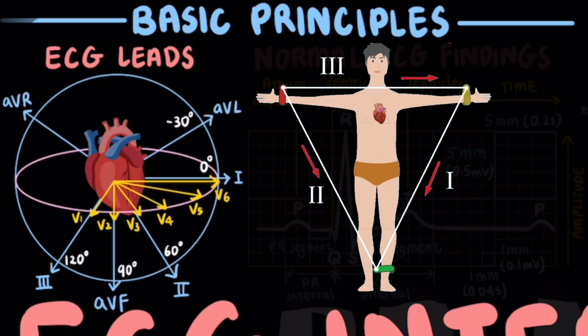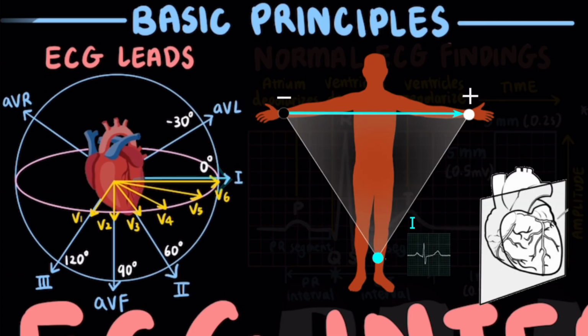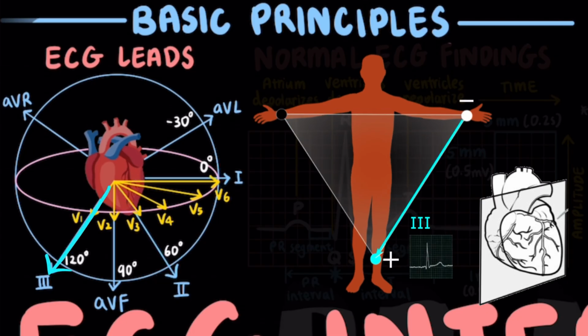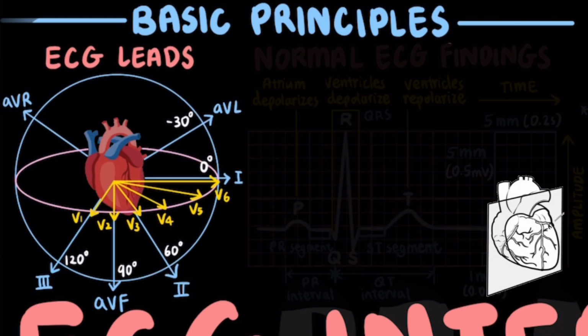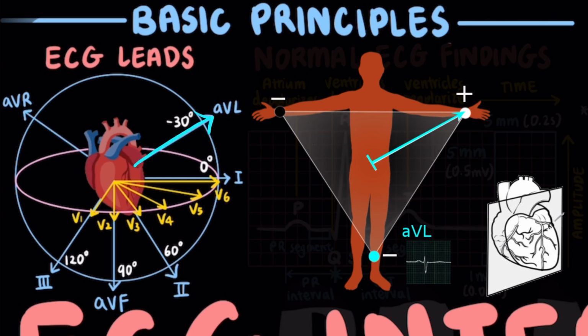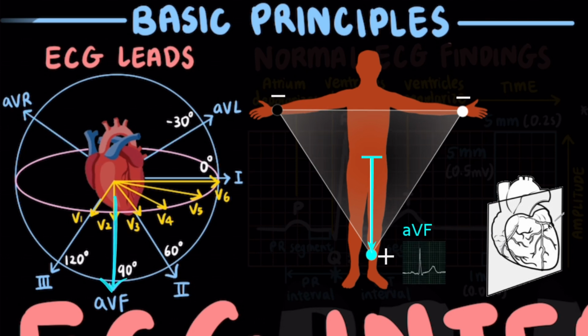The limb leads look at the heart from the frontal plane. Lead 1 compares left arm to the right arm, lead 2 compares left leg to the right arm, and lead 3 compares left leg to left arm. Then we have the augmented leads. Lead AVR views the heart from the direction of the right arm, lead AVL from the left arm, and lead AVF from the feet, or the left leg.